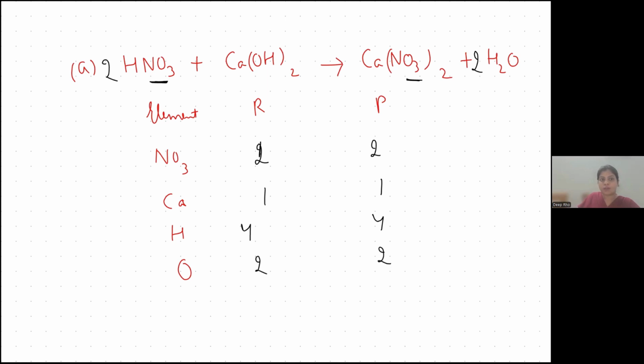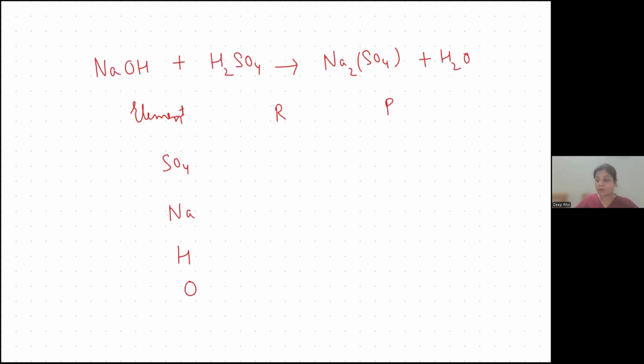How can we write it completely? By writing the states. Nitric acid is in the aqueous state, calcium hydroxide in the solid state. We are going to obtain calcium nitrate, which is in the aqueous state, and water in the liquid state. So this is the complete balanced chemical equation. Okay, let's do the next equation.